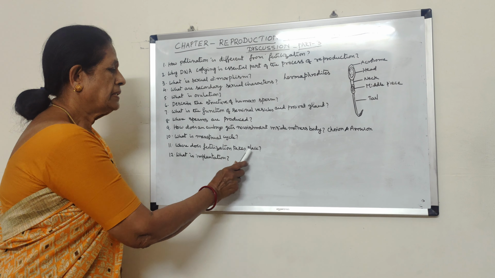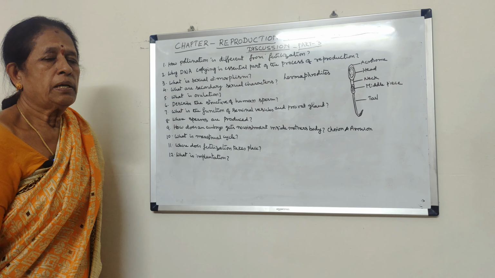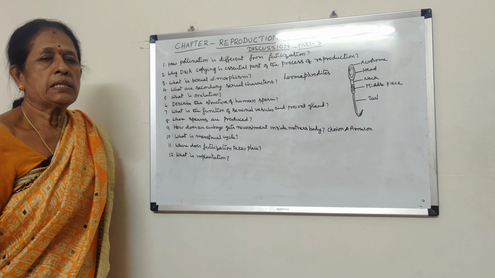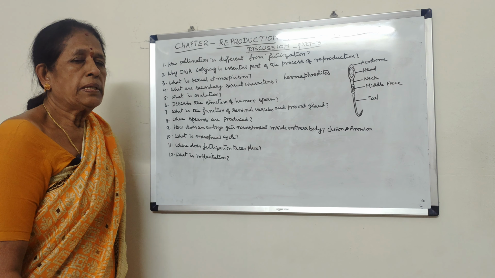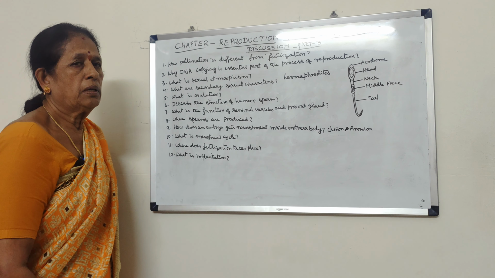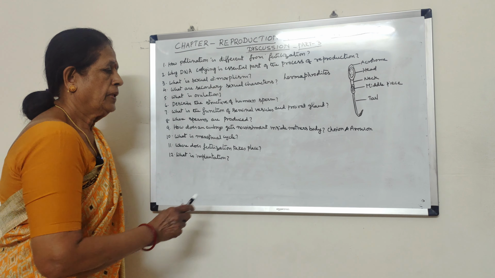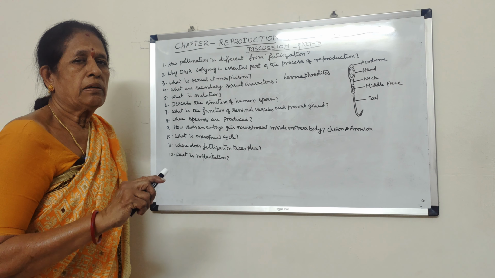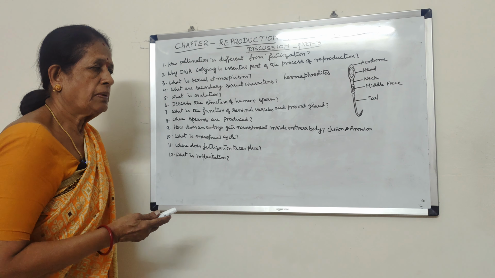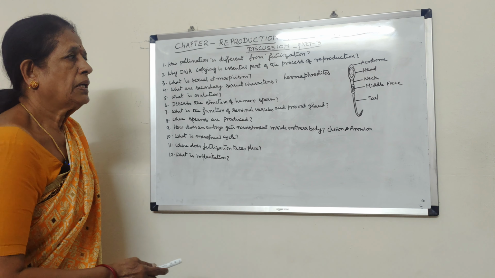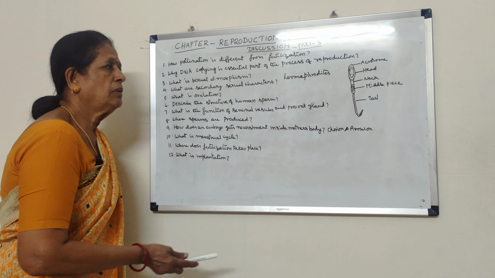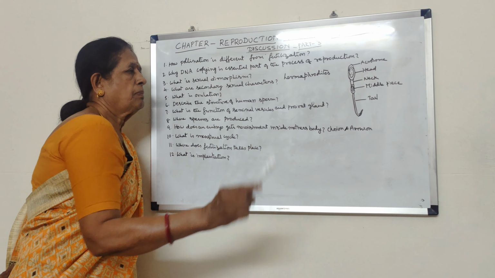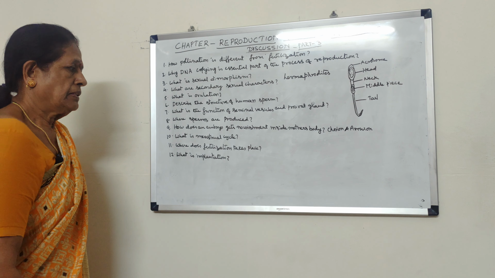So where does fertilization take place? In the human reproductive system, the fertilization is internal. It takes place in the fallopian tube of the female reproductive system. So the fallopian tube is a duct where the fertilization takes place. Fusion of male and female gametes will take place, that is sperms and ova. The acrosome helps in the process of fertilization.